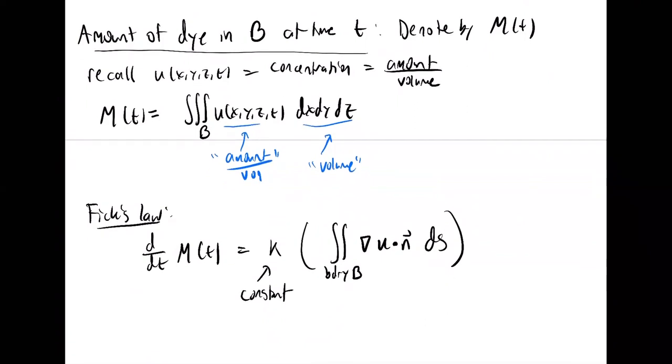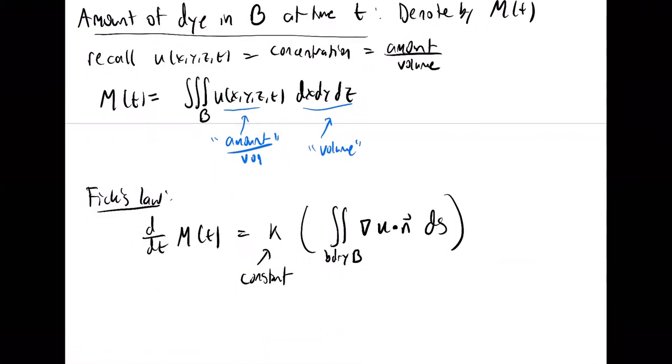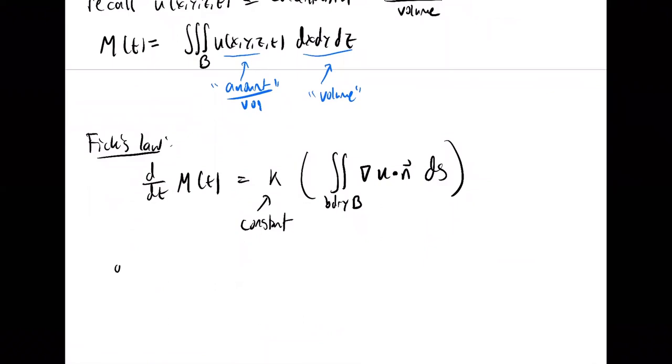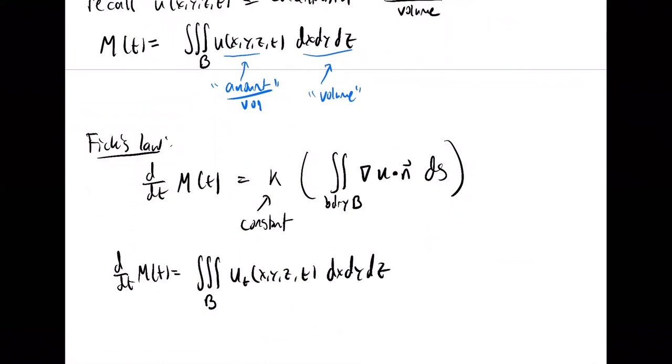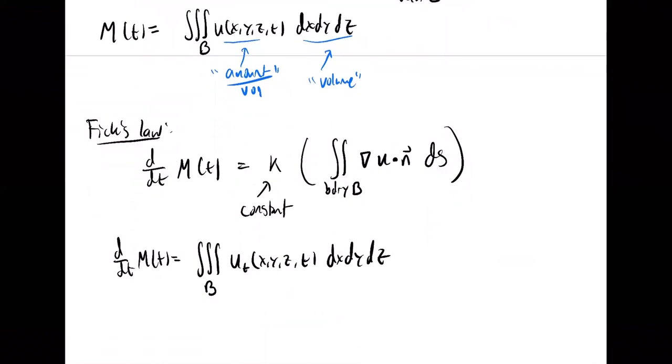Right, and now we're going to use the fact that we'll assume our concentration function is continuous, which is a reasonable assumption because the dye is spreading out continuously. It's not jumping around and disappearing instantaneously or anything like that. And so that means I can bring the derivative inside the integral. So d/dt of m of t is the same thing as taking the triple integral on the ball of the derivative with respect to t of u. So I have a triple integral of my time derivative.